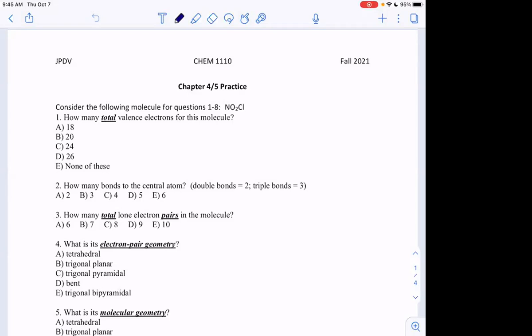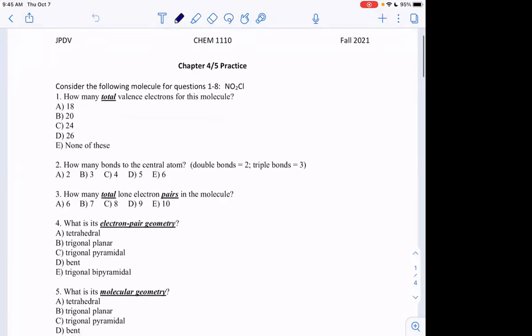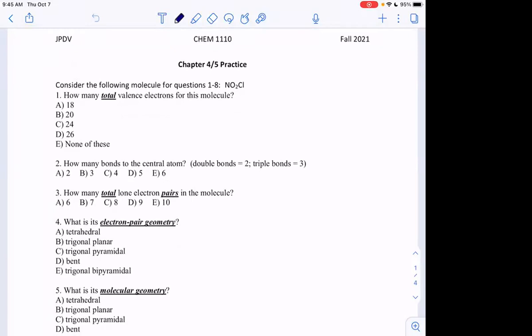So how many valence electrons do we have? Let's go through this. 24, right? Megan says 24, that's correct. All right, so now we got to build the structure, but it will answer the rest of the questions. And nitrogen, right? It's going to be our central atom for the most part.